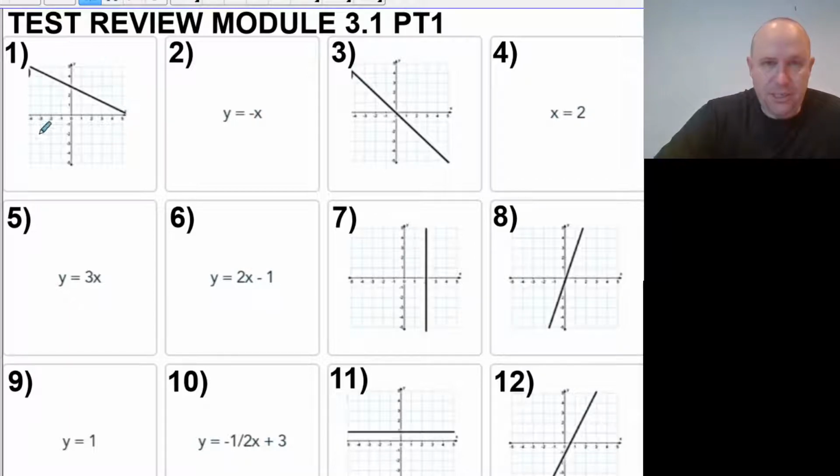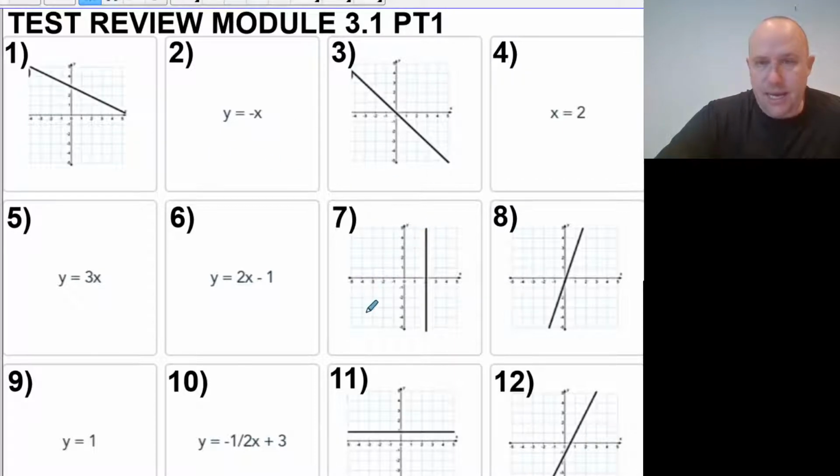Now, for this section specifically, when you look at the test, you're more likely to get one picture and then four equations to match it up. Whereas on the last test in Unit 2, you were given one equation and then four graphs. So I'm going to try and work from the graphs to find out what the equations are rather than the other way around, because that'll be more realistic for us.